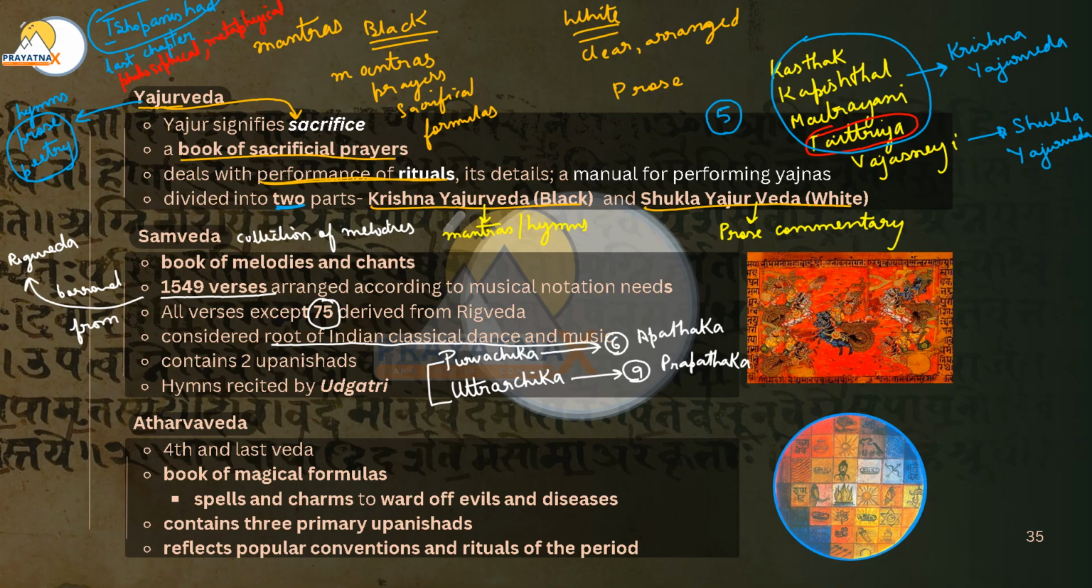Now this contains two Upanishads, and the most important thing here is the rhymes and the hymns were recited by the priest known as Udagatri, whereas for Rigveda it was Hotri.